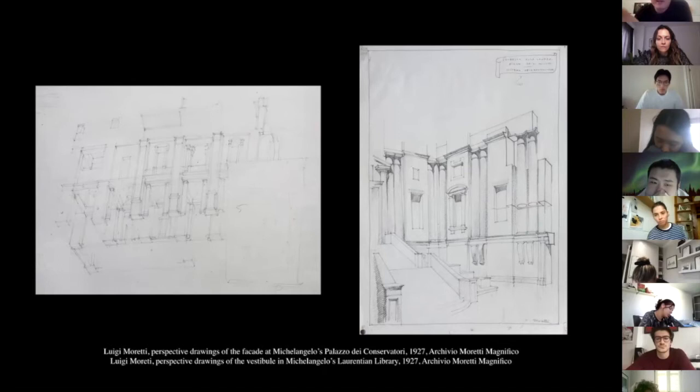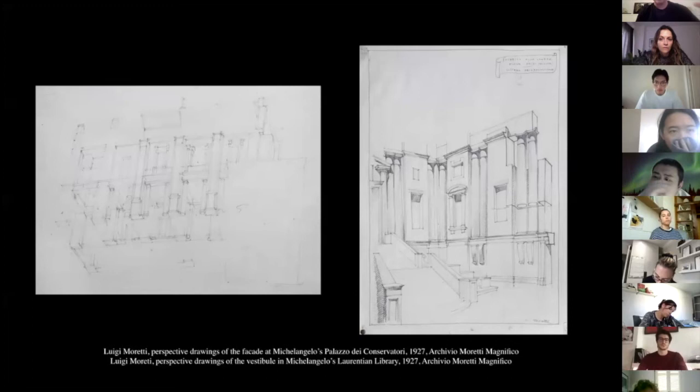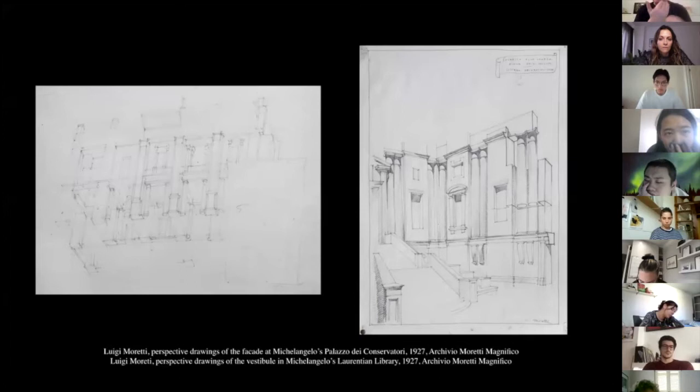So we have an axo of the underbelly of the Palazzo dei Conservatori at the Capitoline Hill, where you see on the left of the drawing, you almost start to lose the ornamentation in order for Moretti to express really the principal relation between the elements, and to emphasize those as much as possible by clearing the drawing of detail.